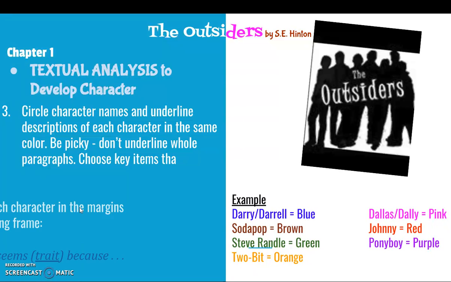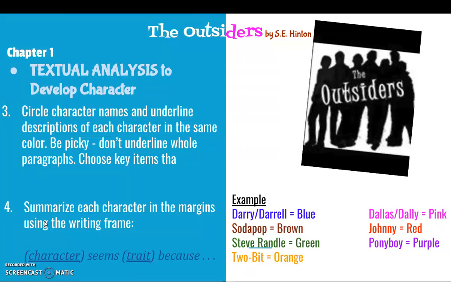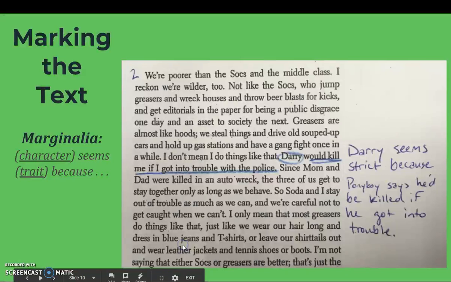Once I've circled and underlined, then I want to do some inferencing. I'm going to summarize each character in the margins using the following writing frame. Character, seems, trait, because. So I'm going to mention the character. I'm going to infer what trait that seems to reveal, and I'm going to explain how I made that inference. So in the margin here to the right, where I've circled and underlined, "Darry would kill me if I got into trouble with the police," I infer that Darry seems strict because Ponyboy says he'd be killed if he got into trouble. Now I know that he's exaggerating.